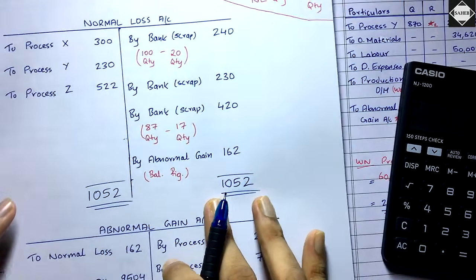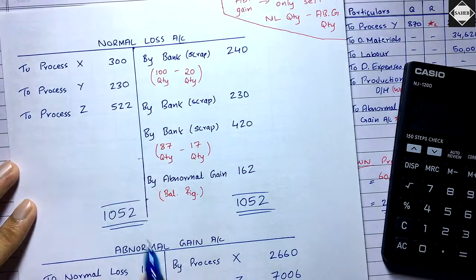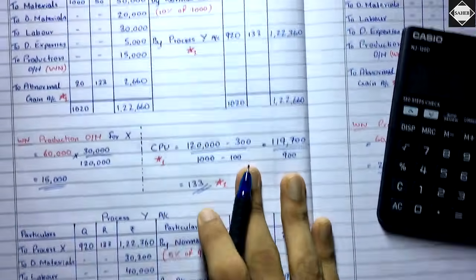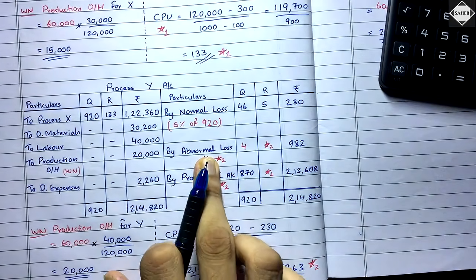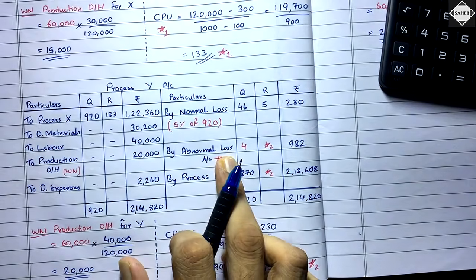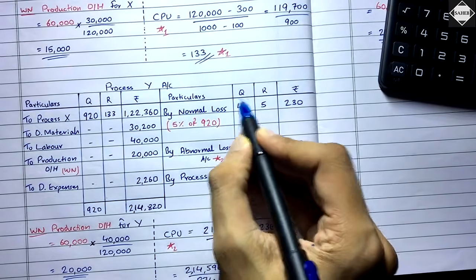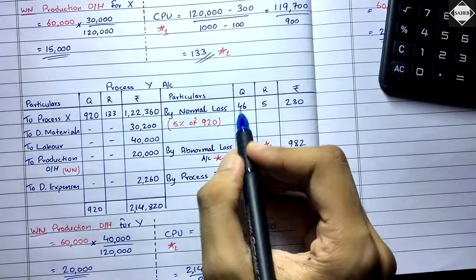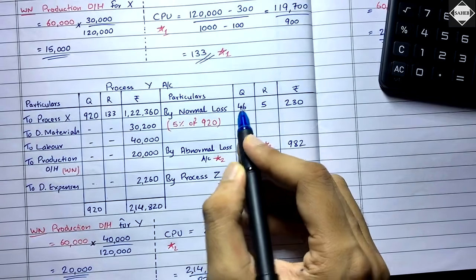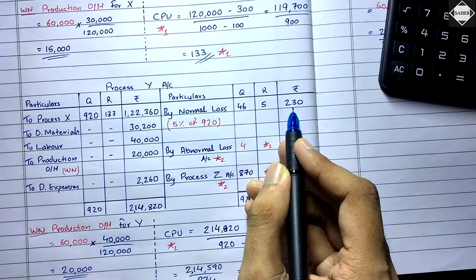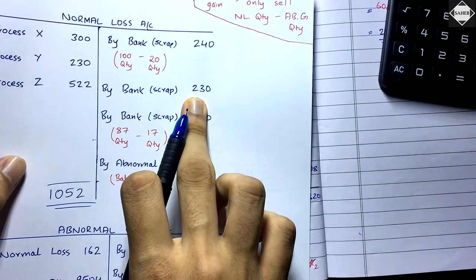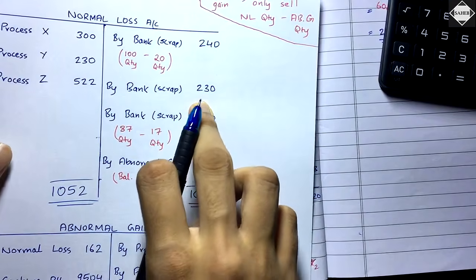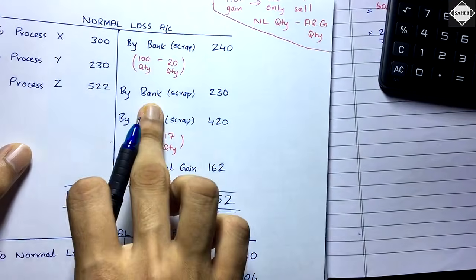Then process Y also we have sold in scrap. Now in process Y, what is happening? There is no abnormal gain, there is abnormal loss. Abnormal loss means there is extra loss, so all this 46 is lost only. So all 46 will be sold in scrap, and you can directly take 230. If there is abnormal loss, there is no adjustment, nothing. Directly you can take 230. All will be sold. Is that clear? So that's regarding the process Y scrap.